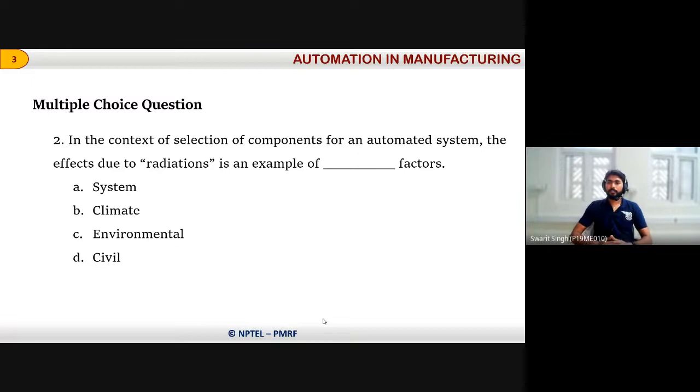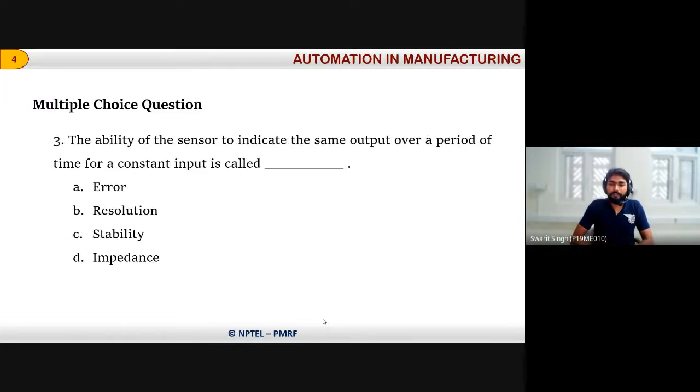When you are going to select components for making any automated system, there are several factors that you have to keep in mind. If the system is affected by radiation, that effect of radiation is an example of which type of factor? Option A is system, B is climate, C is environmental, or civil. Okay, lots of people have answered C. Yes, radiation is an environmental factor. I hope there is no confusion in these questions. These are very simple questions.